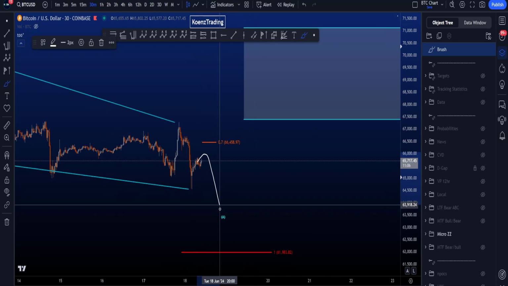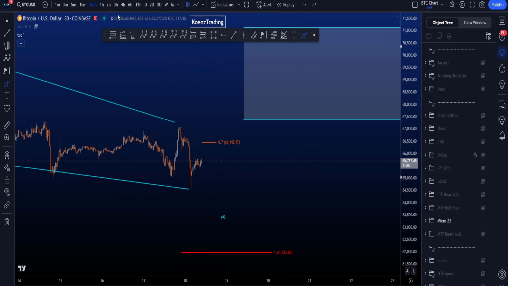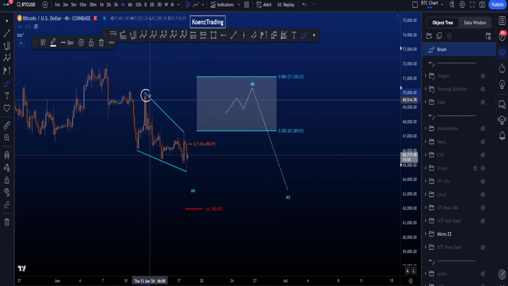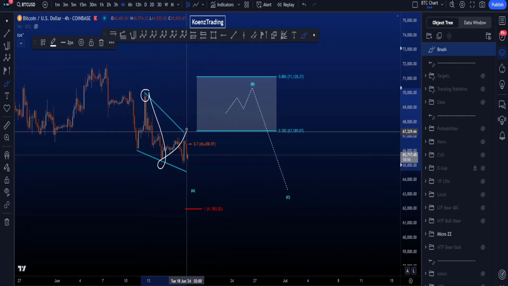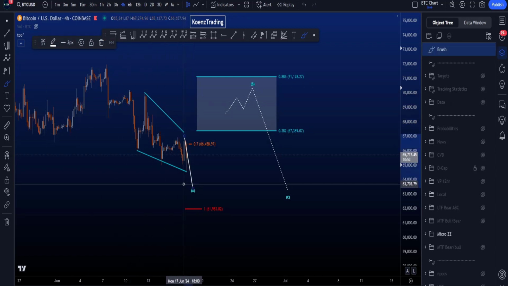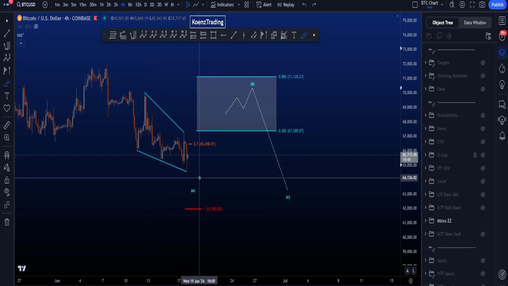If we do move down once more, we don't want price to move towards the 61.9k area, which is the 1-to-1 trend-based fib extension taken from this high to this low to the high that we have over here, because a wave 5 should be shorter than a wave 3 in a contracting diagonal.